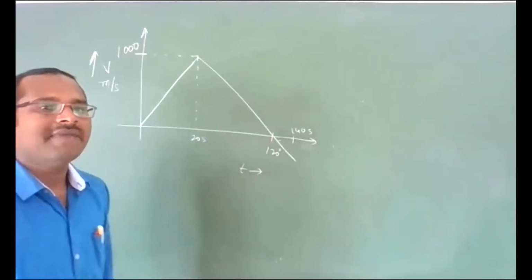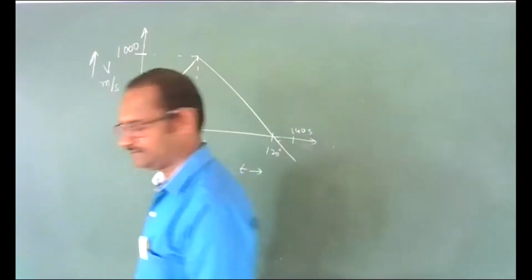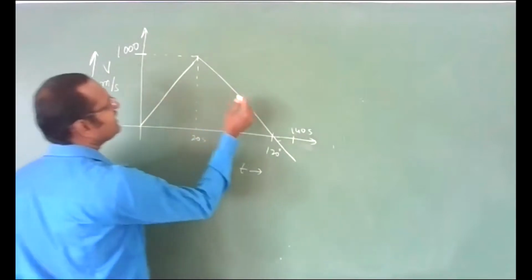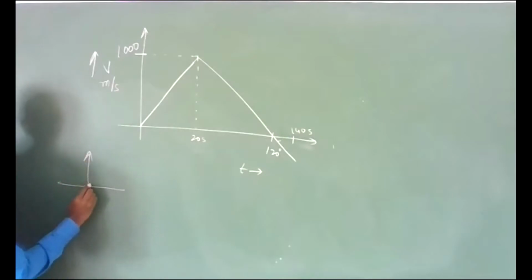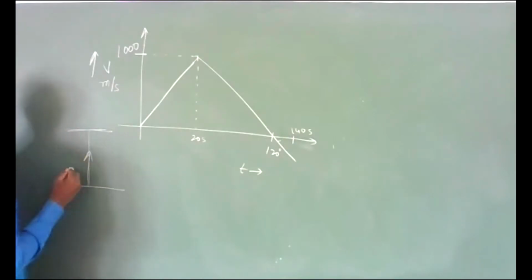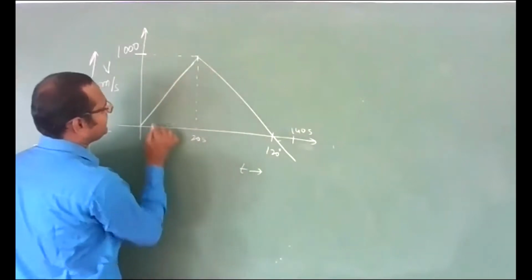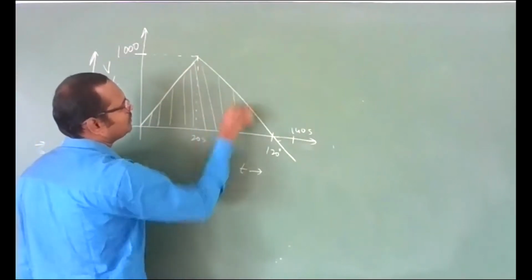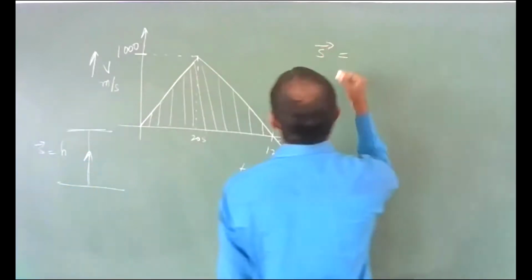Maximum height reached means we want displacement. See here, the body is projected like this. How much maximum height can it reach? This much maximum height it can reach, and that is nothing but the displacement. Now under this graph, we want displacement. If you want displacement from a velocity-time graph, you find the area under the graph. So displacement is equal to the area under the graph.